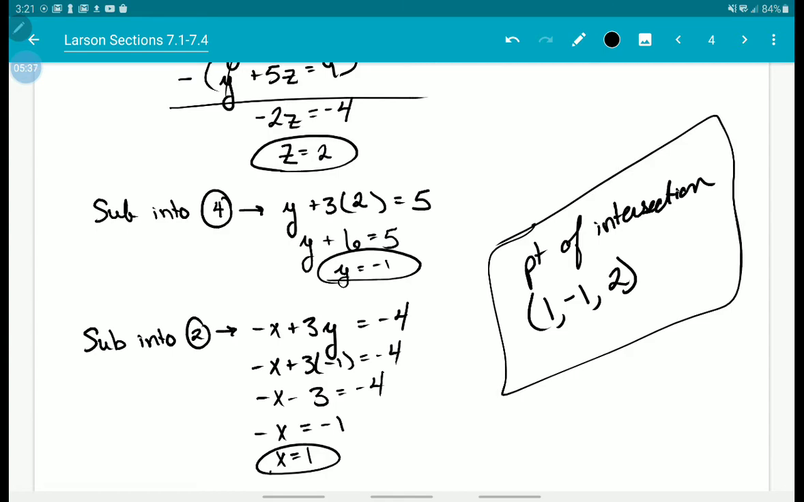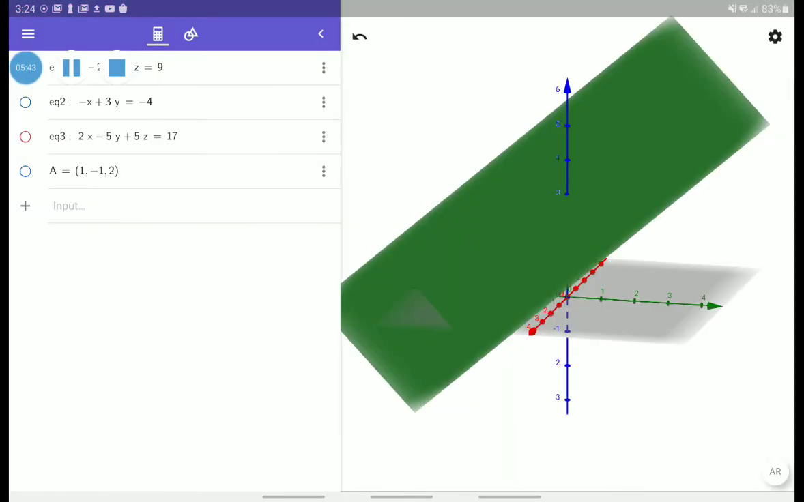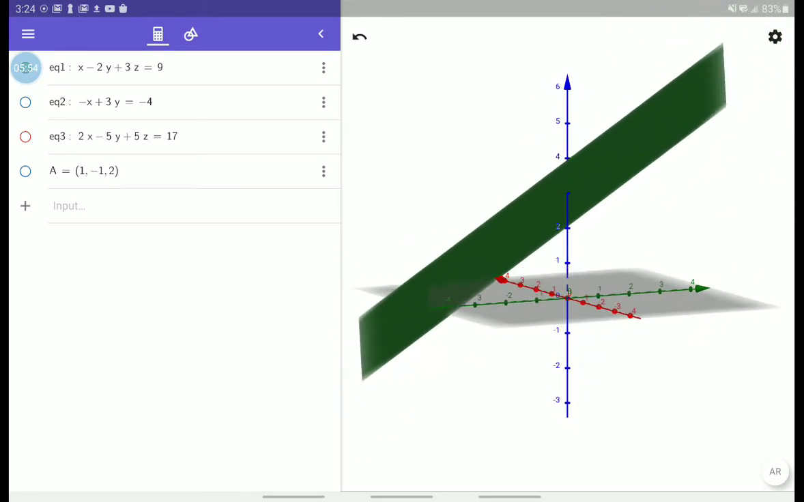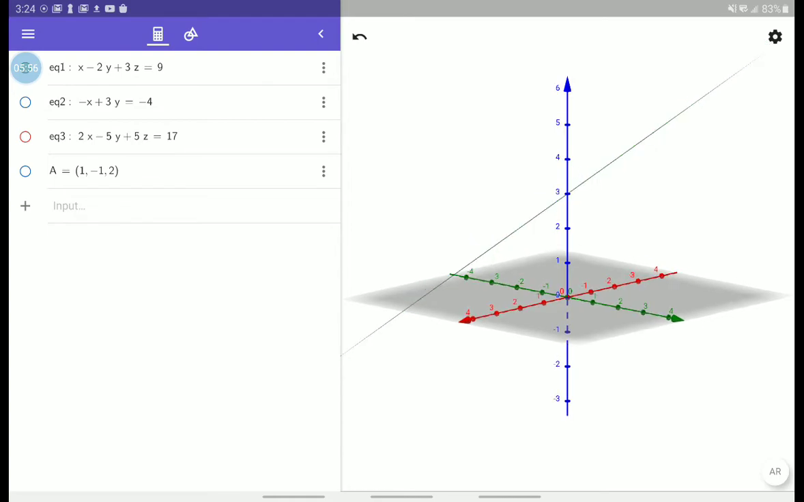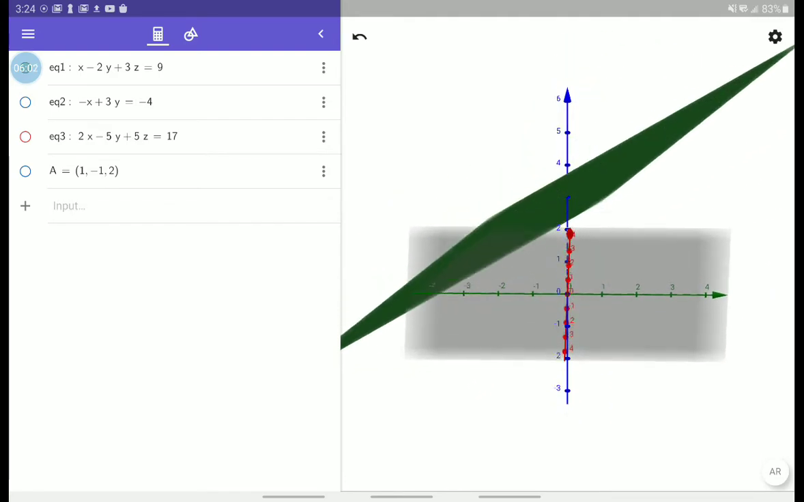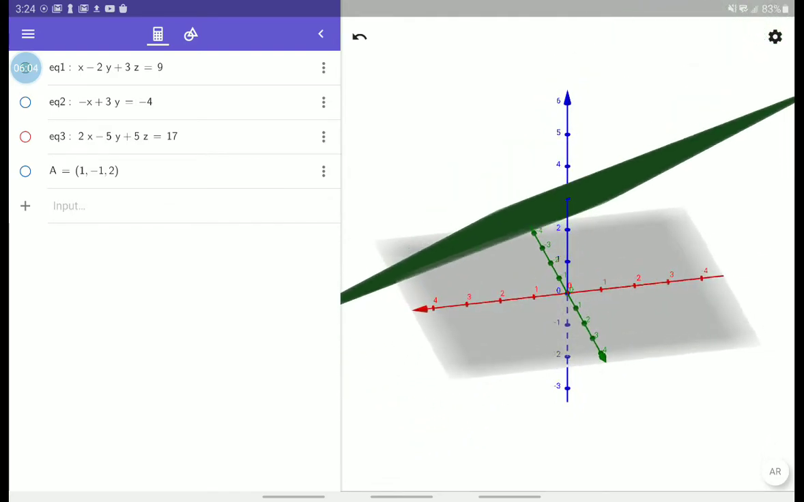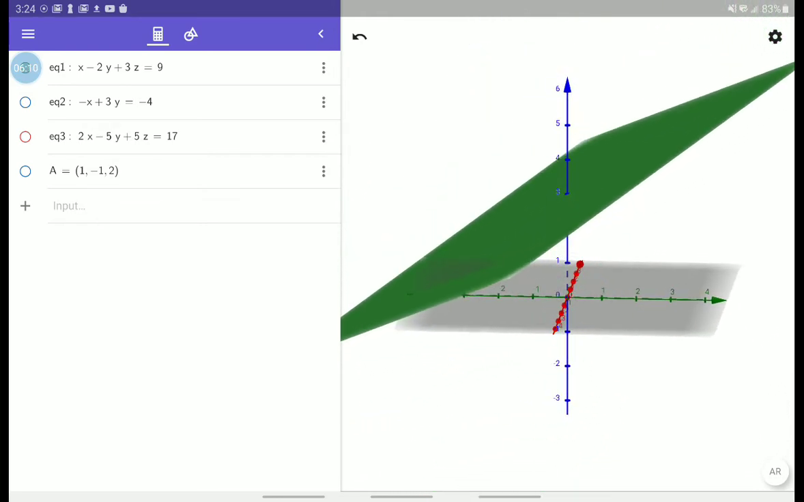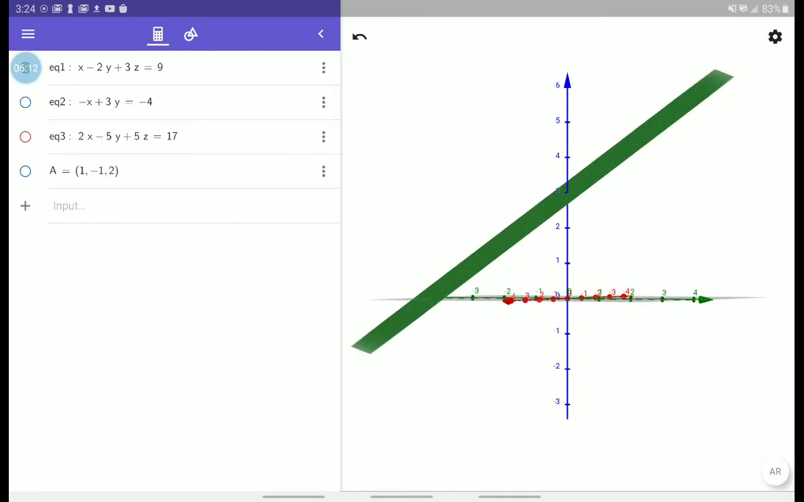Graphically, let's see what's happening using GeoGebra. If you go to Google and type in GeoGebra 3D, there is a three-dimensional version, and it will show you what equations look like in terms of three variables. If we graph these equations, that first one, x minus 2y plus 3z is equal to 9, is the equation of a plane. You can see that green plane here in GeoGebra, and I'm turning it so you can see all the sides of it. Think of a plane kind of like a sheet of paper, only it's infinite. It goes in all directions.